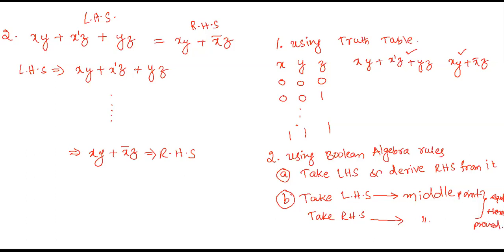Hence proved. Taking LHS and proving to RHS is one way, or take LHS and derive it up to one point. Now take RHS and, using Boolean rules, solve and try to derive it to the same point. Then if these two are equal, you can write hence proved. These are the two methods you already know from the mathematics you used to get.